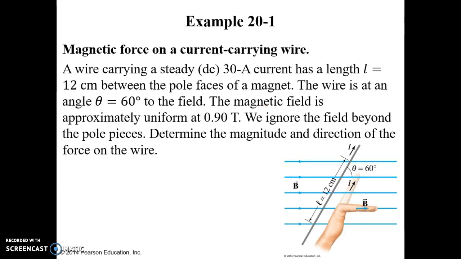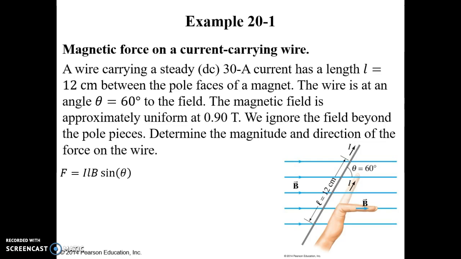Okay, so for our first example, we have a wire carrying a steady DC current of 30 amps that has a length of 12 centimeters between the pole faces of a magnet. The wire is at an angle of 60 degrees to the field. The magnetic field is approximately uniform at 0.9 Tesla. We ignore the field beyond the pole pieces. We want to determine the magnitude and direction of the force on the wire.